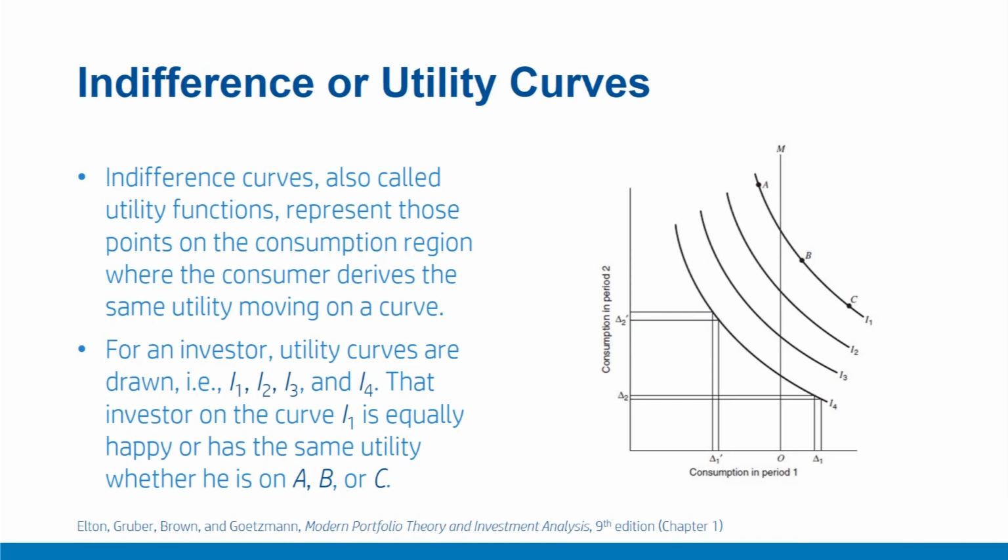Indifference curves, or utility curves as they are called, represent those points on the consumption region where the consumer derives the same utility by moving on the curve. That is, he is equally happy on any of the points on the curve. For example, in the figure shown here, we plot utility curves along the consumption axis. For an investor, four utility curves are drawn, that is I1, I2, I3 and I4. The investor on the curve I1 is equally happy, or has the same utility, whether he is consuming at points A, B or C.